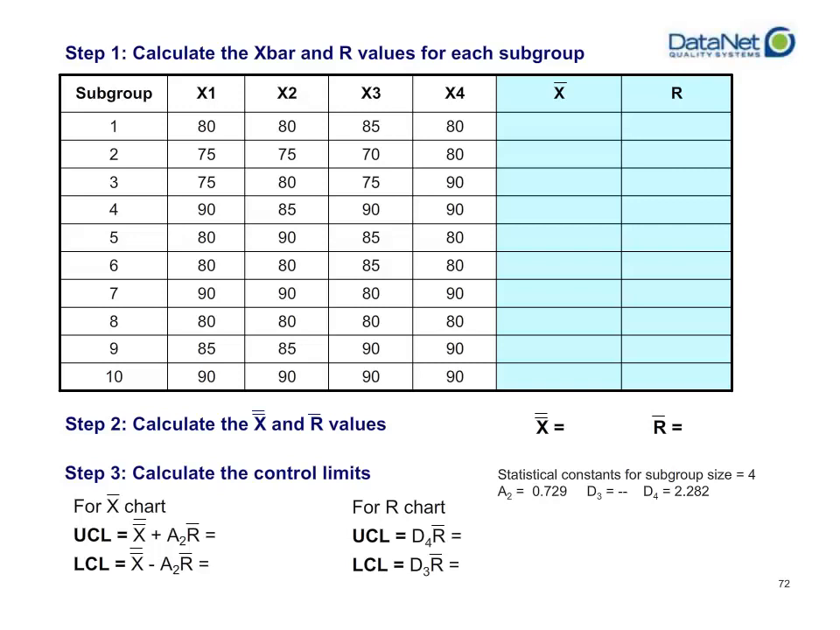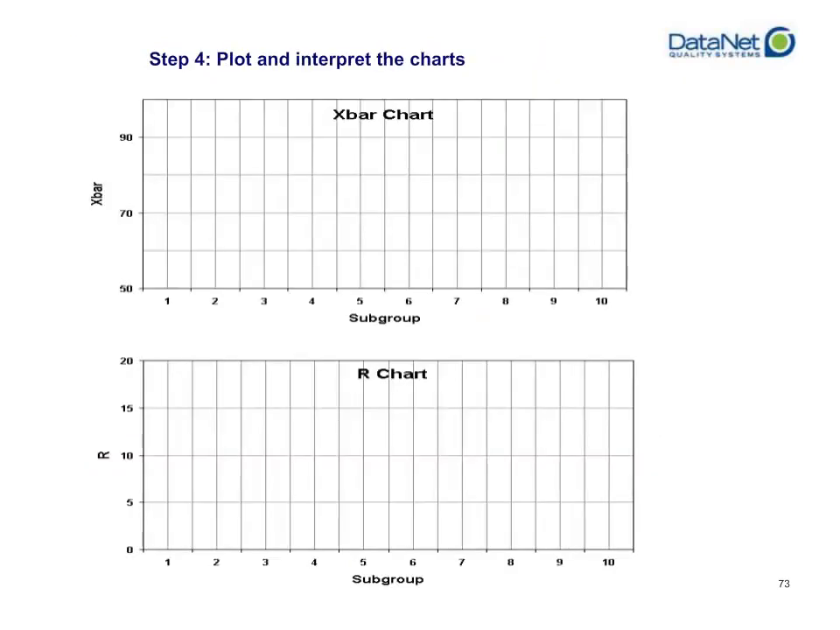Because this exercise uses a different subgroup size, our values for A2, D3, and D4 are different than they were in our example where we were using a subgroup size of 5. Make sure to use the appropriate constant values for your appropriate subgroup size. Go ahead and plot your control limits for both your X-bar chart and your R chart.